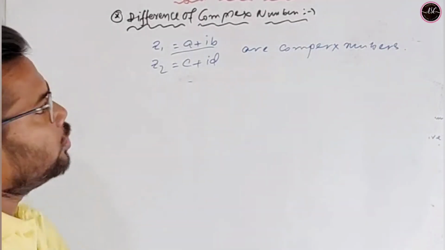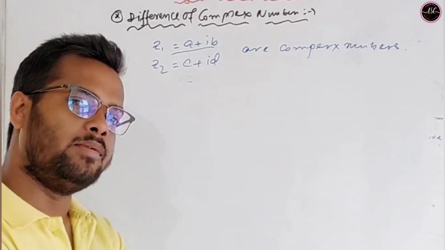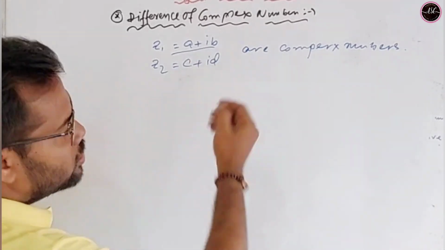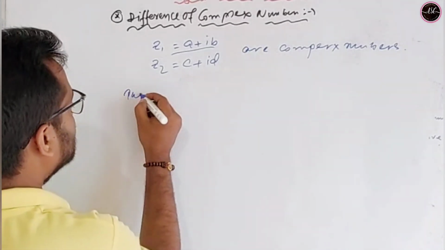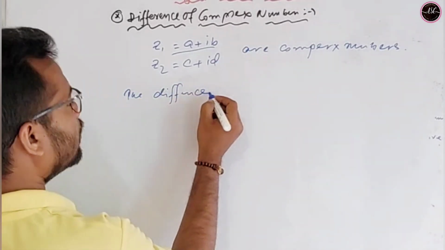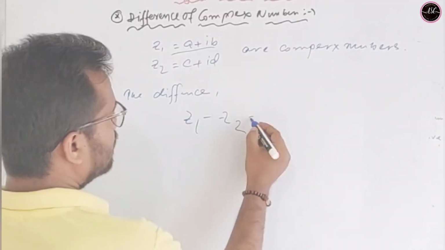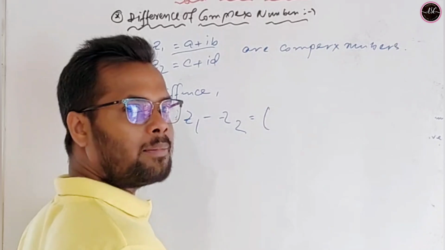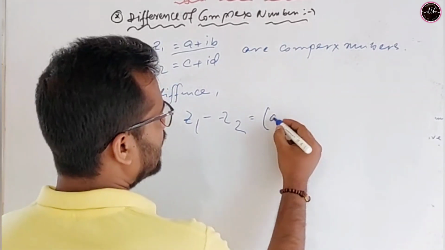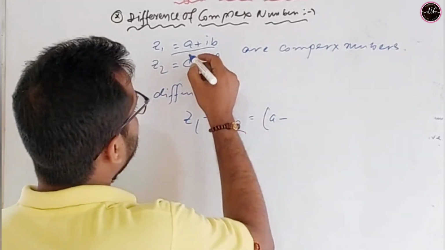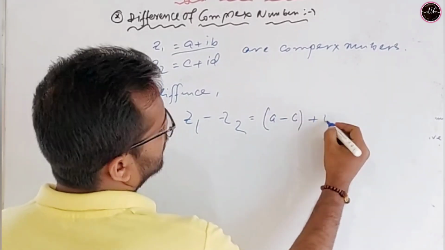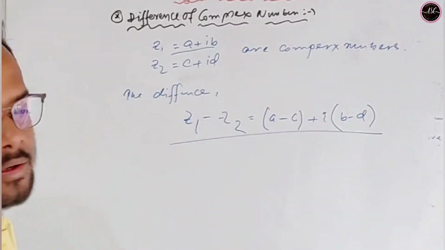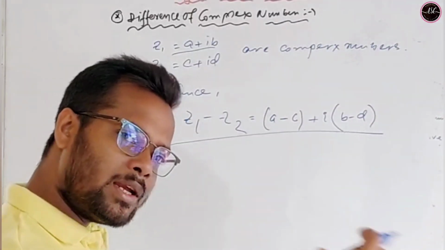Now we will learn about the difference of complex numbers. This is also very simple. Let z1 and z2 be two complex numbers, where z1 equals a plus ib and z2 equals c plus id. So the difference will be z1 minus z2. This is written as just the difference of the real parts and the imaginary parts. Here the real parts are a and c, so a minus c plus i, and here b minus d. This is the difference between two complex numbers: the difference between the real parts and the difference between the imaginary parts.